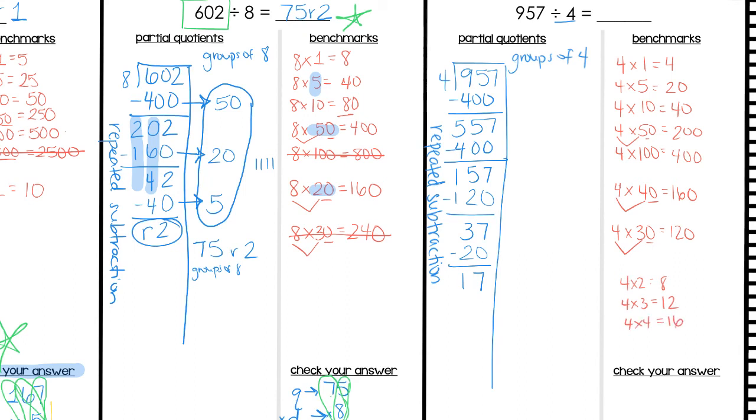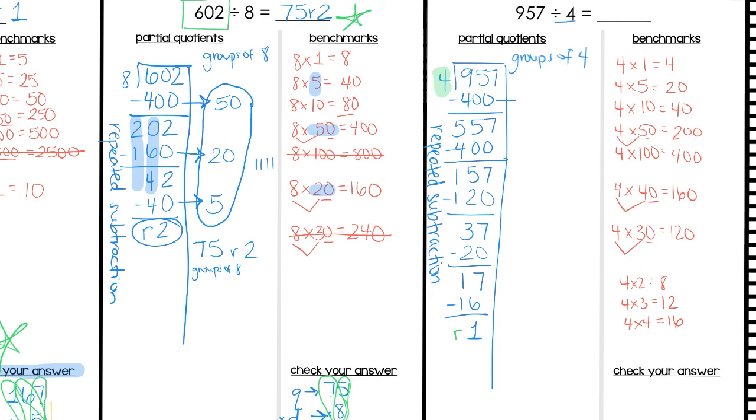16 is as close to 17 as I can get. So I'm going to take away 16. 17 minus 16 is 1. Because 1 is smaller than our divisor of 4, we know that 1 is going to be our remainder.